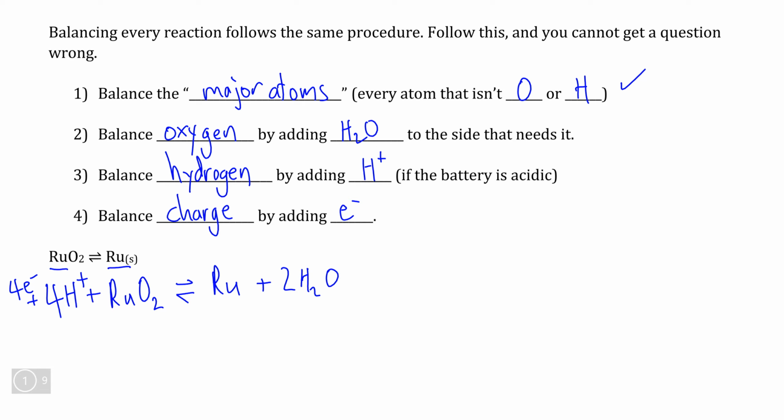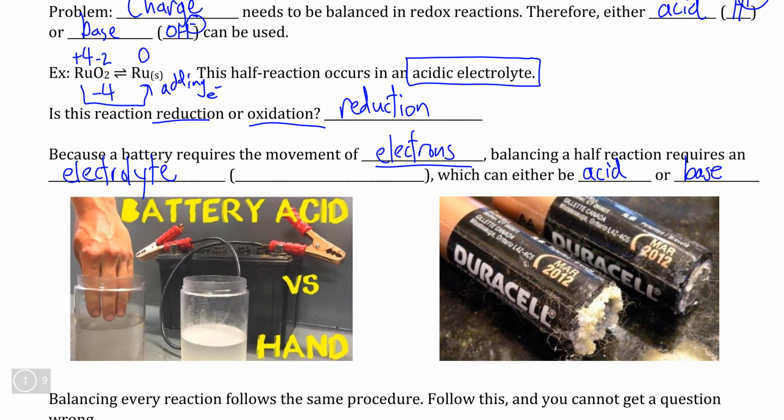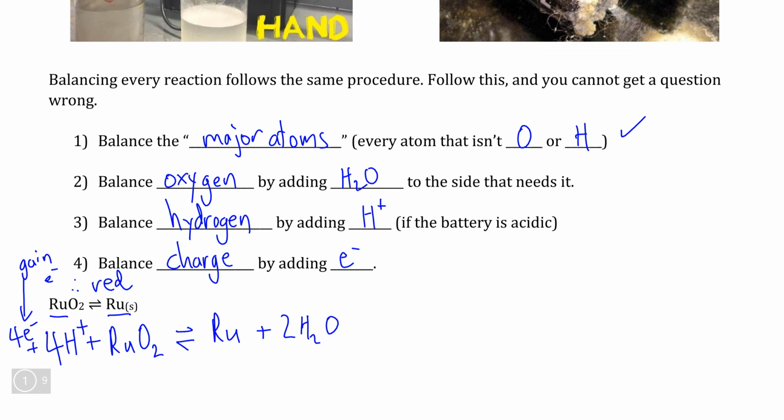Once again, by following these 4 steps, we have not just balanced the mass of our half reaction, but we've also balanced the charge. Because electrons are a reactant rather than a product, our compound is gaining electrons, and therefore we have a reduction reaction, which is exactly what the oxidation numbers predicted. In the next video, we're going to look at how to balance half reactions using basic electrolyte rather than acid electrolyte.